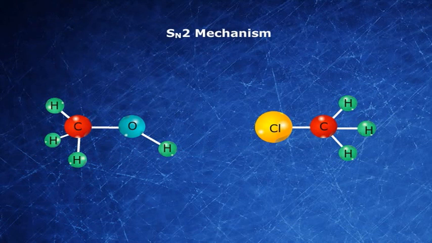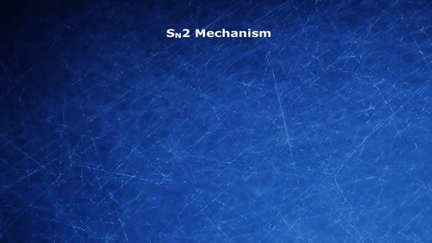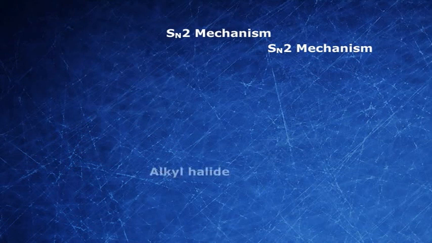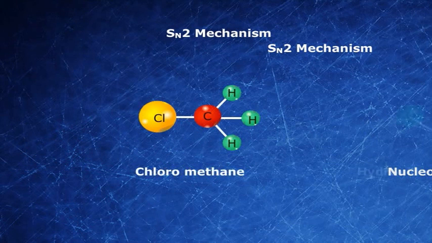Before we discuss the mechanism, we first need the reactants, that is an alkyl halide and a nucleophile. Let us take chloromethane and hydroxide ion as the reactants. In the SN2 mechanism, the nucleophile approaches the carbon atom, and as the interaction between the carbon atom and the nucleophile begins, the bond between carbon and chloride starts weakening.